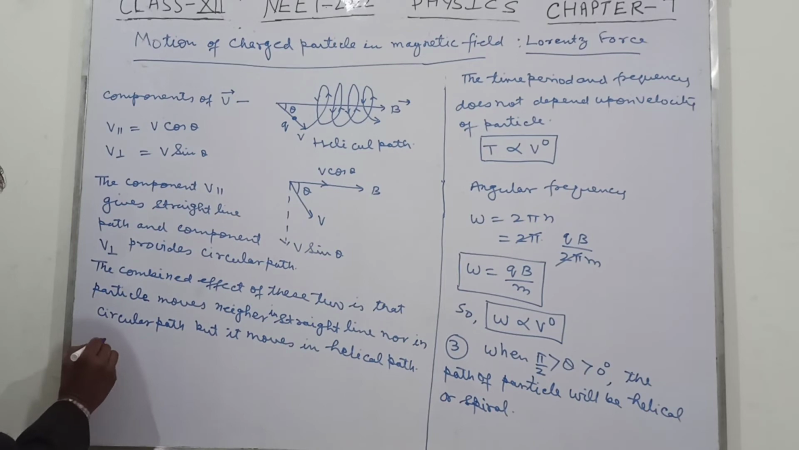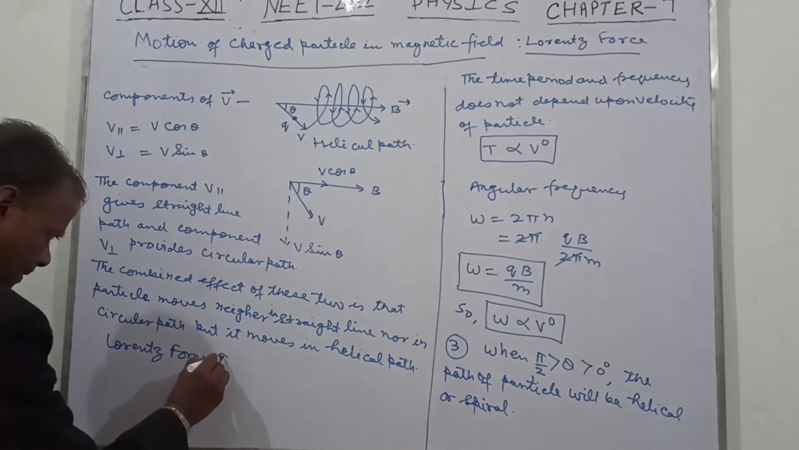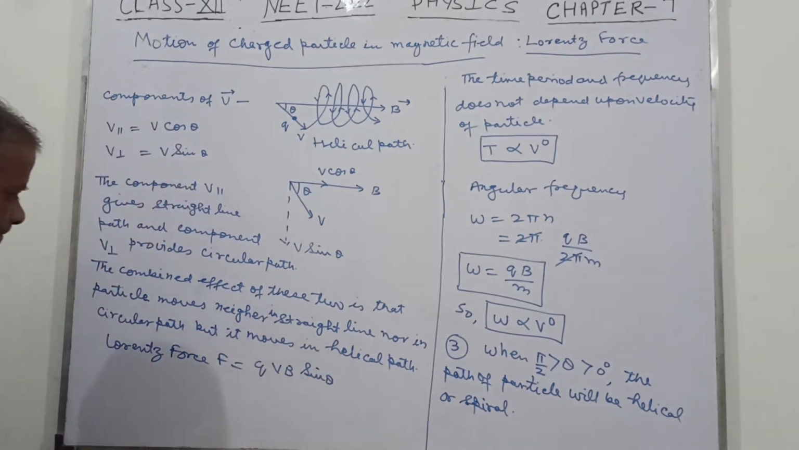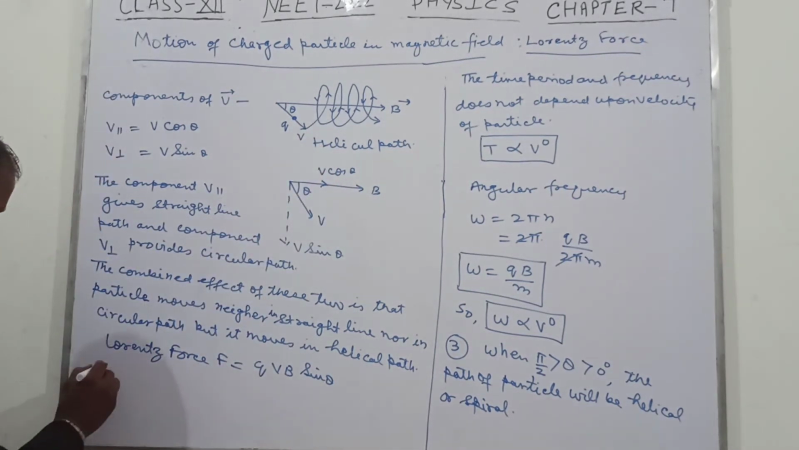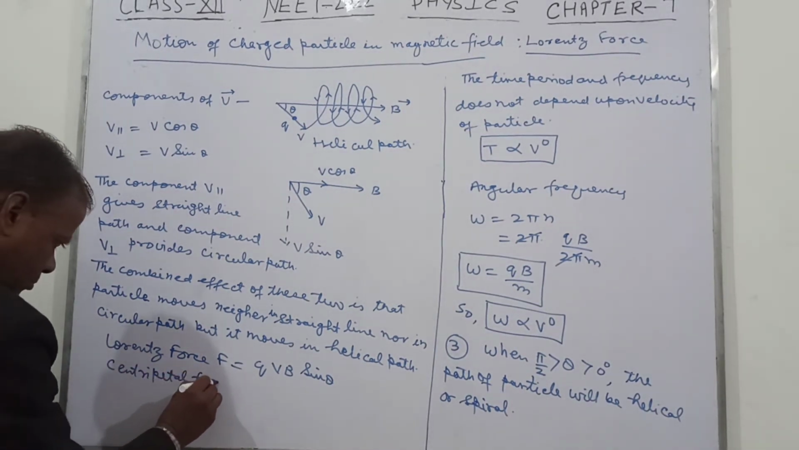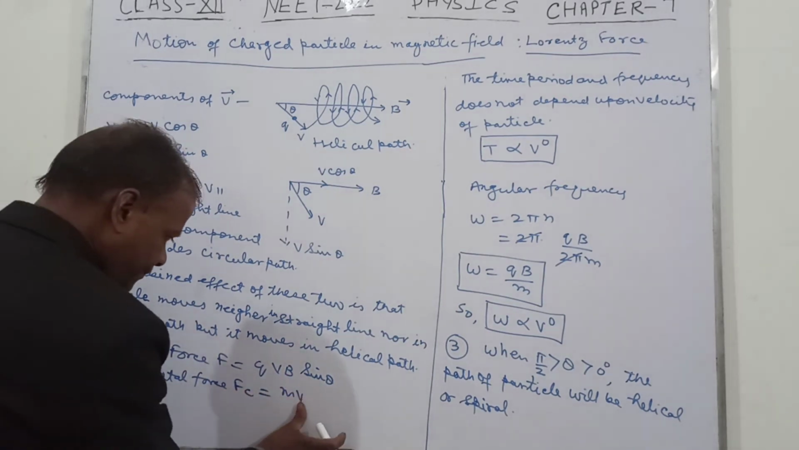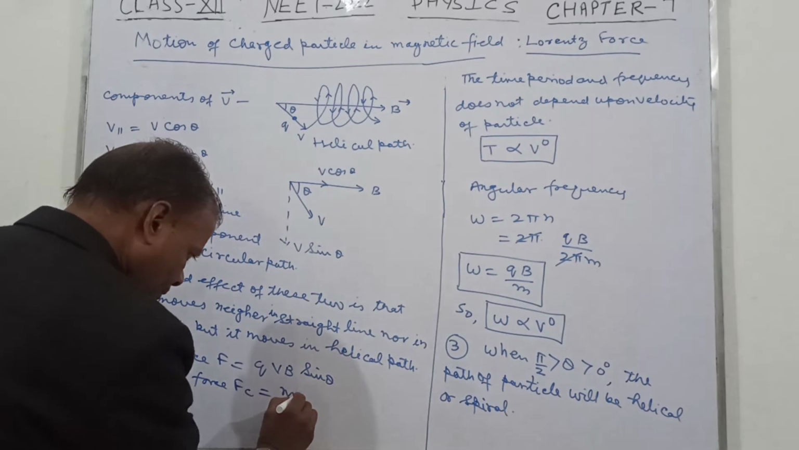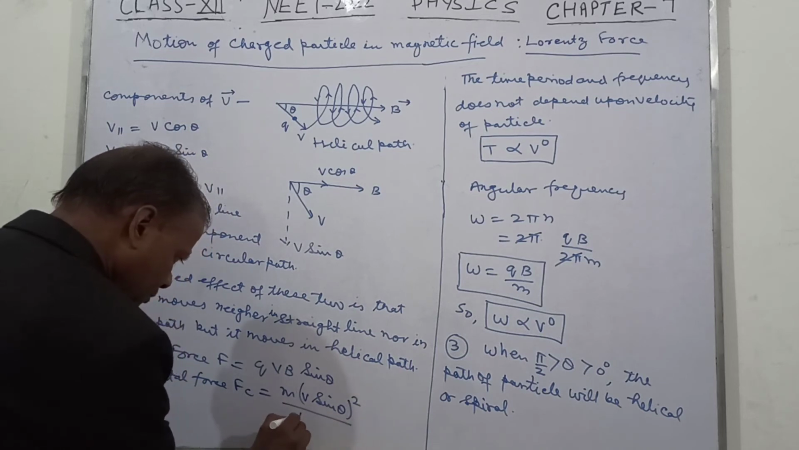Now this Lorentz force F equal to QVB sin theta, and since this is moving in a circular path also, this is the centripetal force. So the centripetal force Fc is equal to M (V sin theta) whole square upon R.